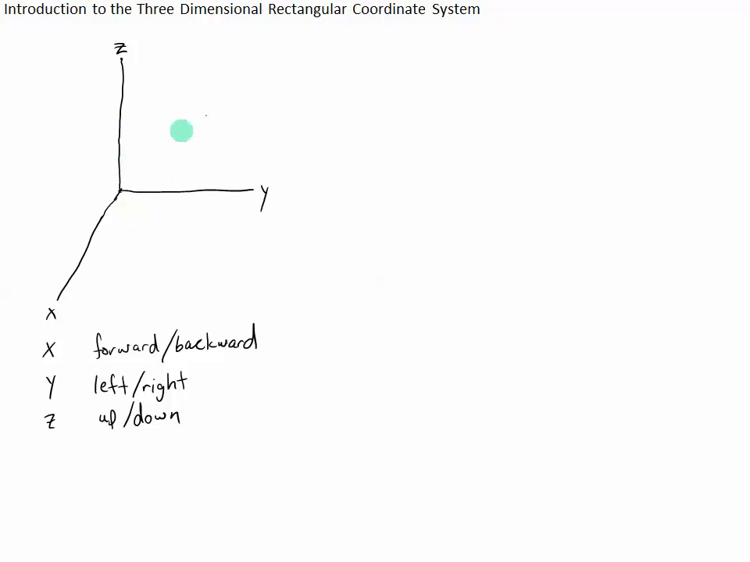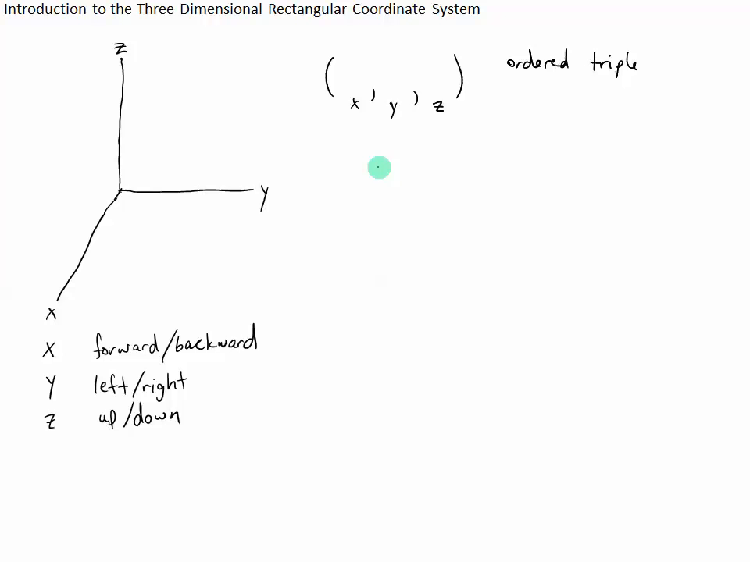Now, points in 3 dimensions are not called ordered pairs. An ordered pair implies 2 coordinates, and in 3 dimensions you have 3 coordinates. So it's still ordered, you still have x, y, z, in that order. It's an ordered triple, okay? So this is x, y, z. So the first coordinate tells you forward, backward. The second coordinate tells you left or right, and the third coordinate tells you up or down.